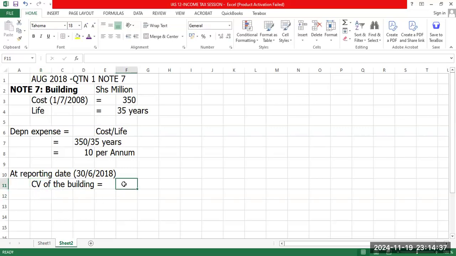So the carrying value is the cost minus the accumulated depreciation. Which will be equal to, what is the cost? 350 minus accumulated depreciation. The depreciation for each year is 10, times now how many years? You have to count from 2008 to this date. How many years? Count using your fingers and tell me. From 1st July 2008. How many? 10.